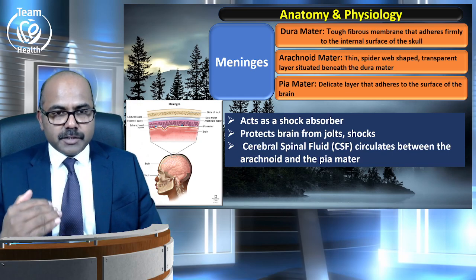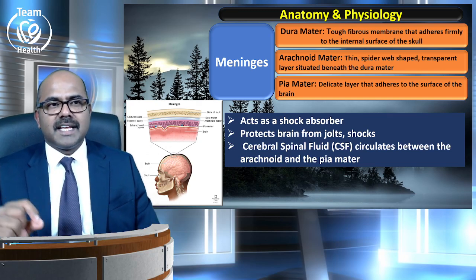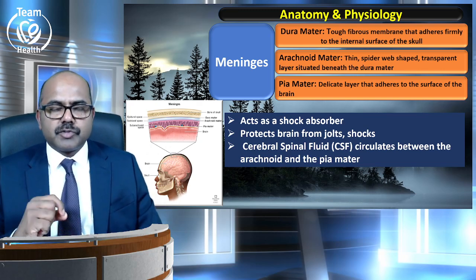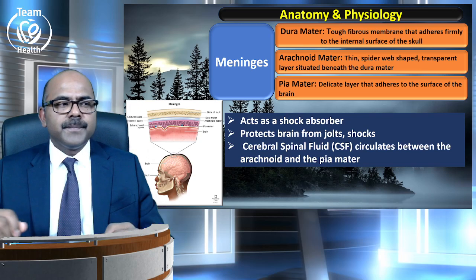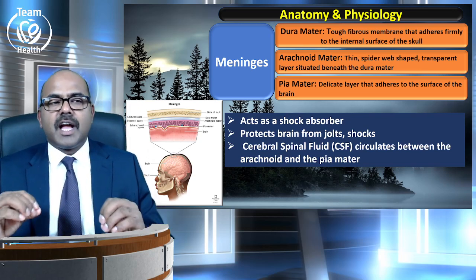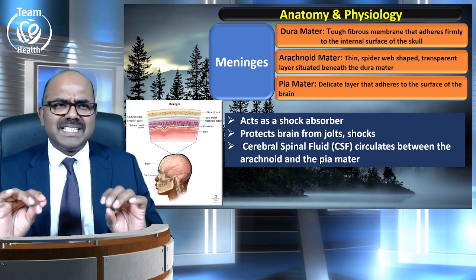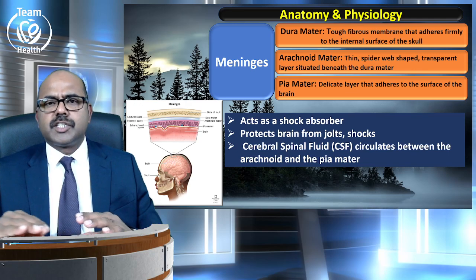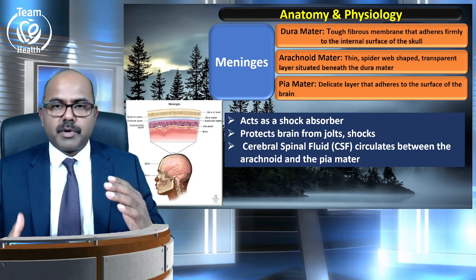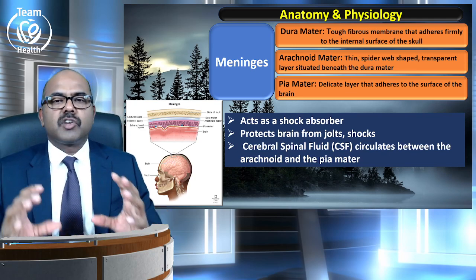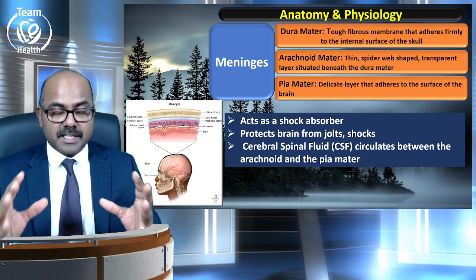And just below the dura mater, you have the second layer of the meninges. That's a thin, spider web shaped, transparent layer where the blood vessels run. And then under that, you have your pia mater. Pia mater is a very delicate layer, just like a mucous membrane, and it sticks to the surface of the actual brain. So between the skull and the brain, you have a three layered protective covering, and that is called the meninges.